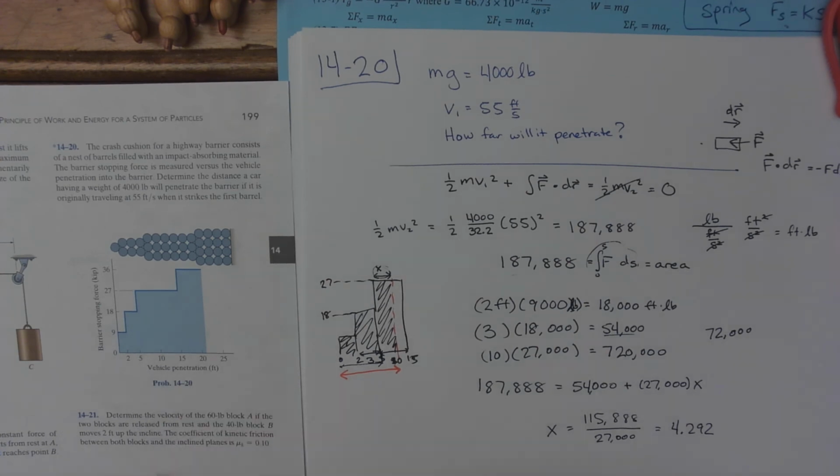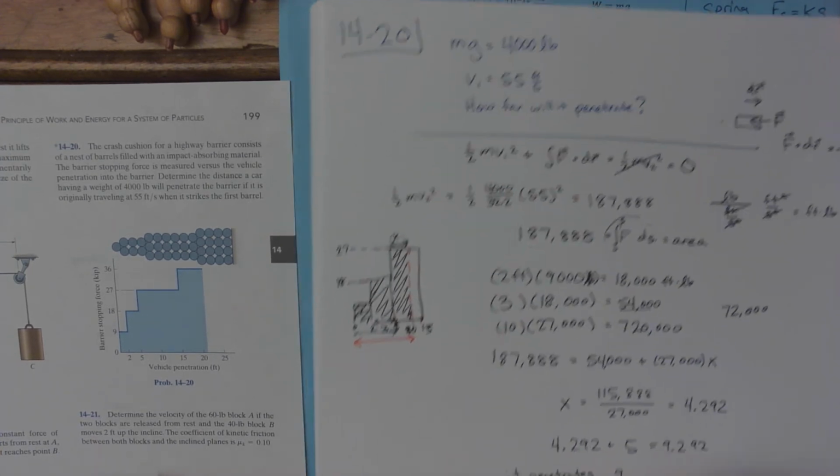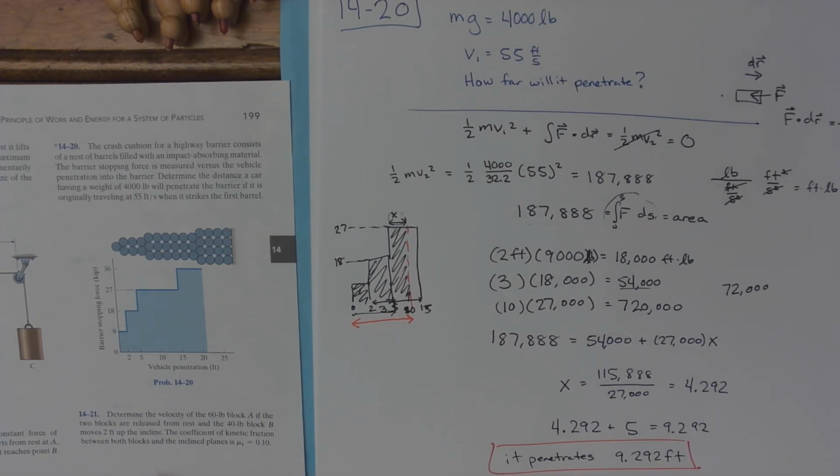So I have to add that to this distance, which is 5. So my answer is 4.292 plus 5, which is 9.292. So the vehicle penetrates 9.292 feet. And that concludes problem 20.